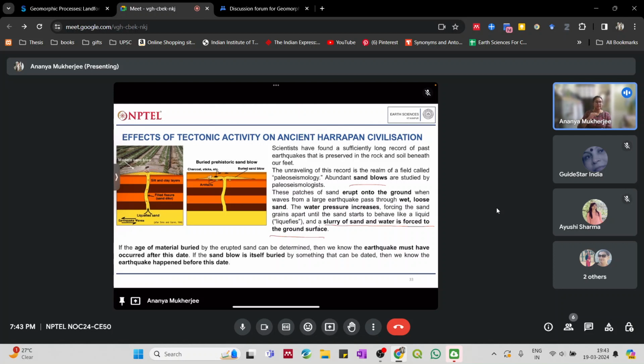Now studying sand blows is helpful in a way that if the age of the material below the sand blow can be dated, okay, and the sand blow is a feature that is only associated with the earthquake event. So since this does not have any material that you can date very easily, if you can date the material below the sand blow, that means that the earthquake has occurred after the date at which the material below the sand blow was dated.